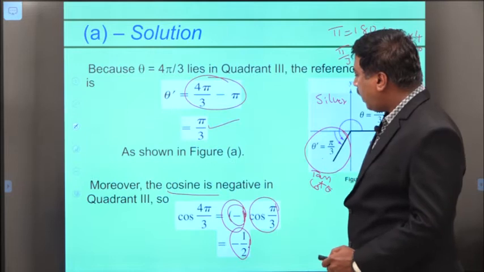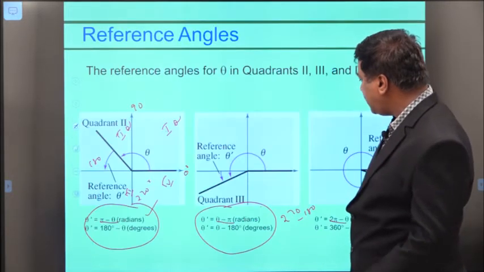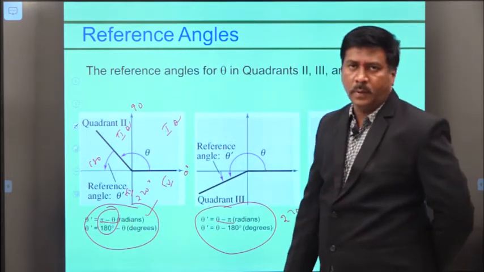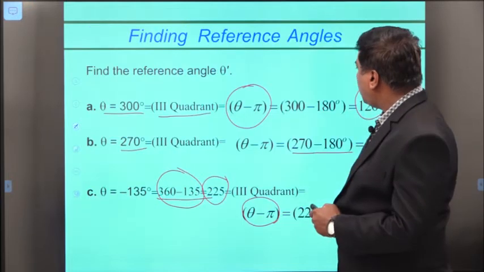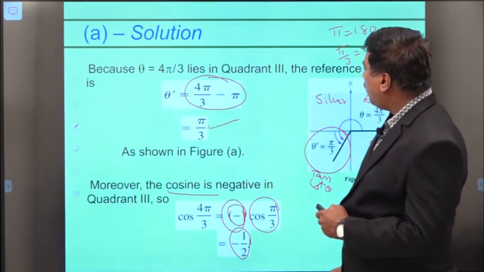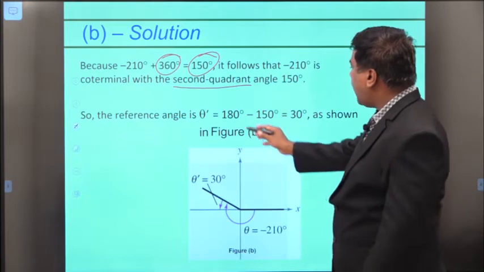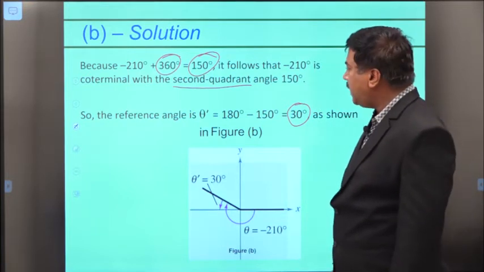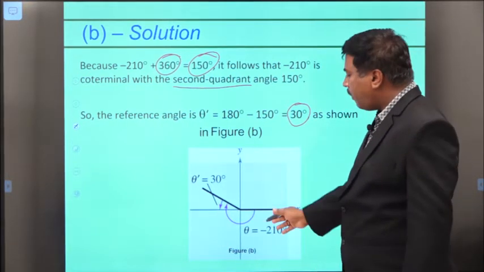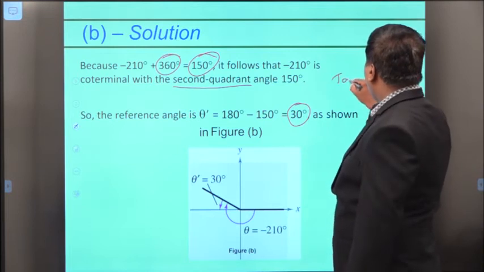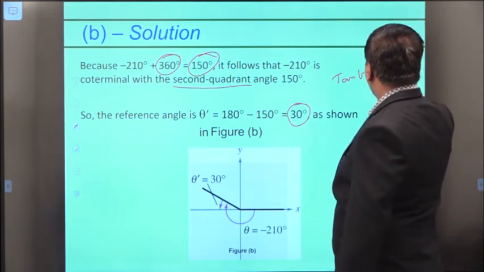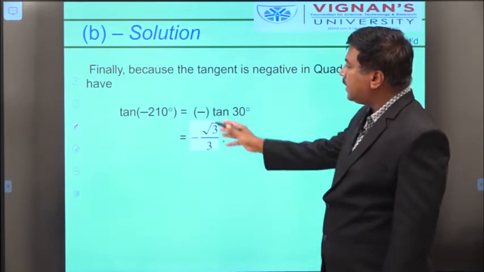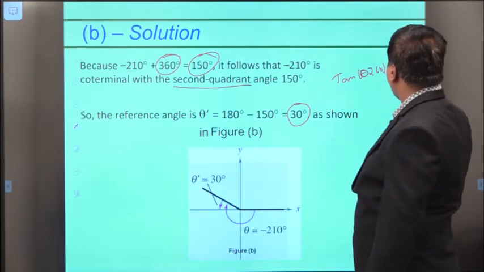The second quadrant, as you learned in the previous slides, means you have to take pi minus theta only. That is 180 minus 150 degrees, which is equal to 30 degrees. That means, for tan of minus 210 degrees, you simply evaluate tan 30 degrees. The tan of the minus value is to be minus tan 30.